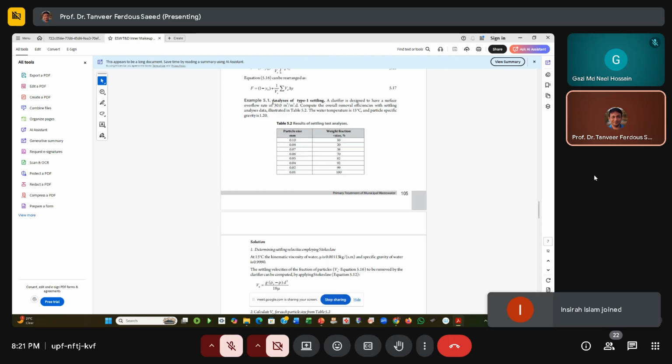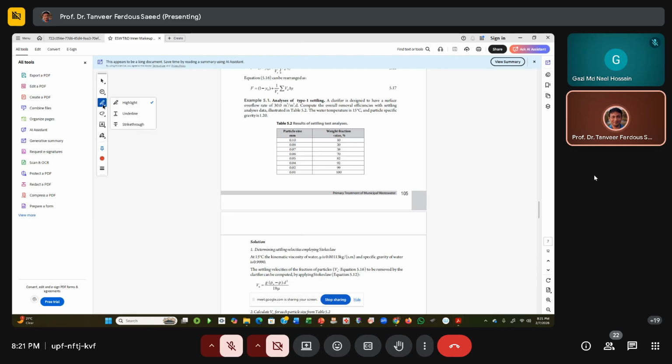Yeah, this is an example. Let's go. So this is a clarifier. Here you see a clarifier, or we will design a primary sedimentation tank. The SOR is given as 30 cubic meters per square meter per day. The problem is asking us to quantify the removal percentage, that means F, following this data sheet.